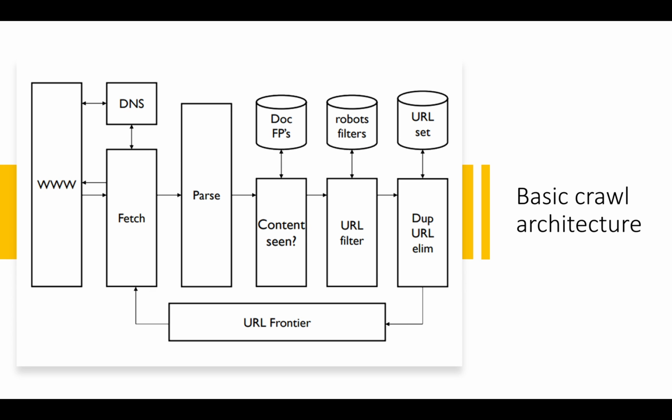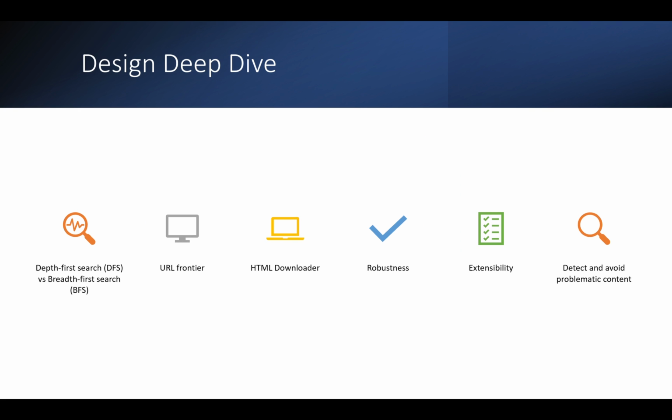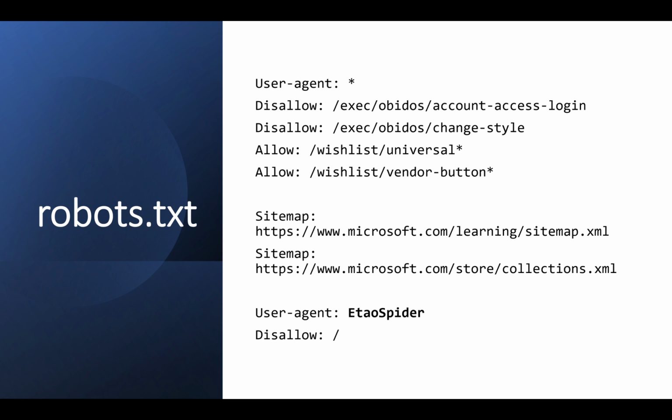So we got a basic outline of the architecture. We understand all the components that are needed for the crawler. Next step is to do a design deep dive. Here, as I said, we need to look at two different processes: DFS and BFS. Then we have a URL frontier, HTML downloader. We need to ensure robustness, extensibility, and we want to detect and avoid any problematic content.